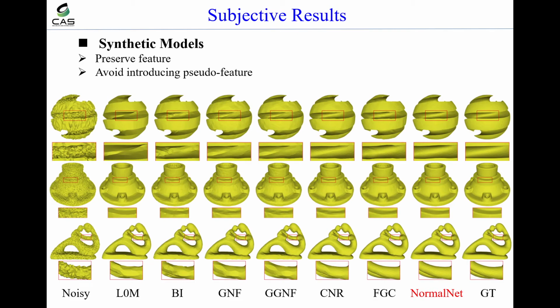Then we present the subjective results. Firstly, the denoising results of 3 synthetic models are shown. It can be observed that in the first 2 models, our method can effectively recover the features in the red box. For the last model, which contains a smooth surface, our method can avoid introducing pseudo-features.